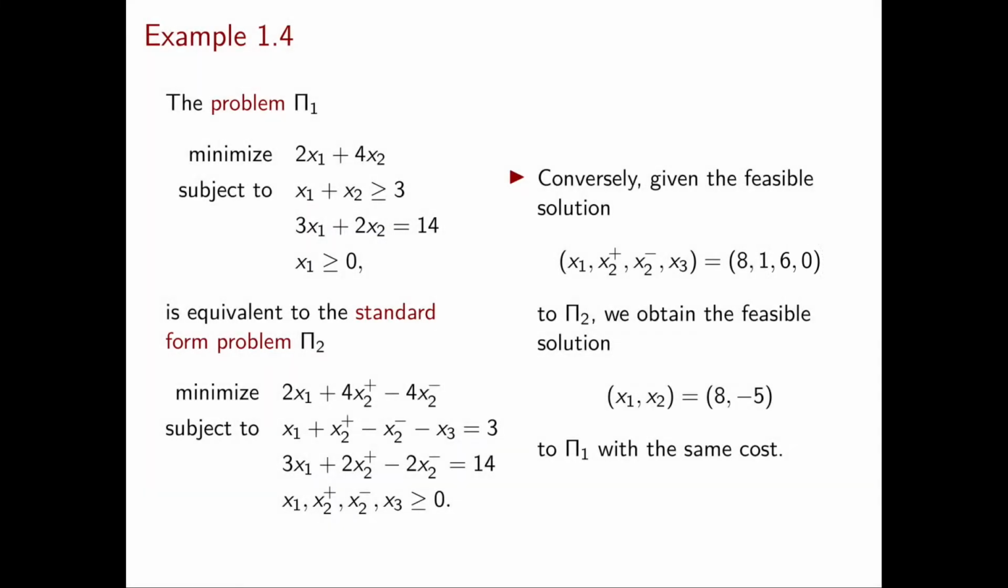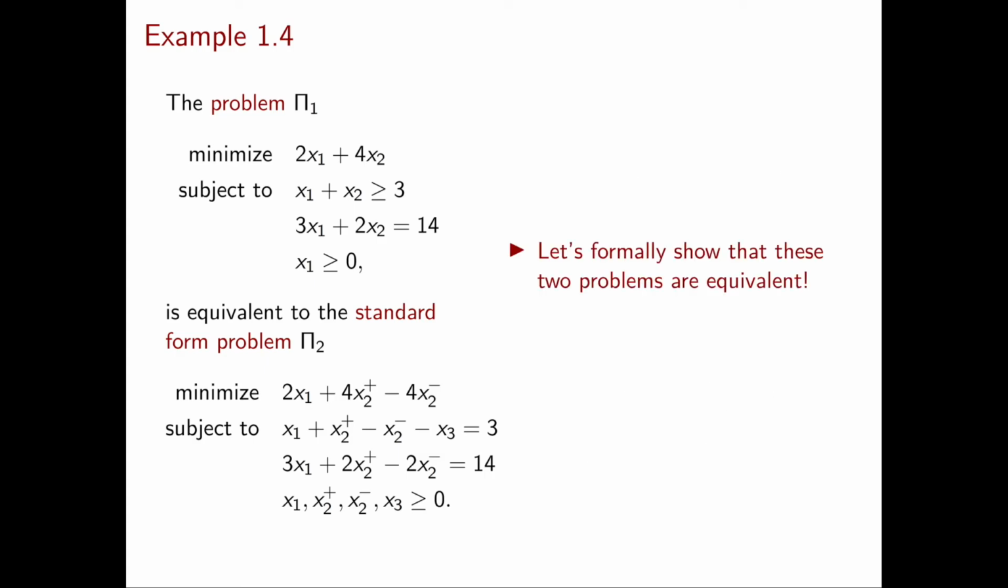Note that in these two simple examples, we obtain a feasible solution with exactly the same cost. But as I already told you, this is not always possible for equivalent problems. At this point, we can formally show that problems pi1 and pi2 are indeed equivalent using our lemma. And what we're going to do is not very different from what we've done in these two numerical examples that we have just seen. So let's get to it.